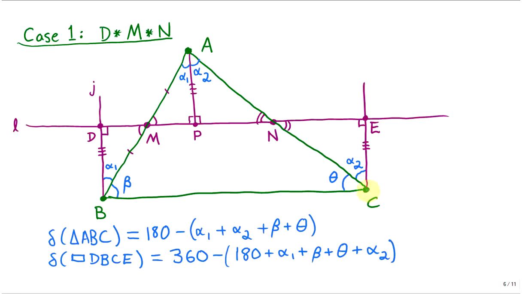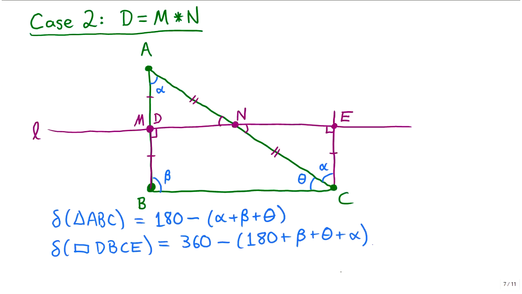Furthermore, to show that the angle deficits are the same, the angle deficit of triangle ABC is 180 minus the sum, alpha 1 plus alpha 2 plus beta plus theta, and the angle deficit of the Saccheri quadrilateral DBCE is 360 minus the sum of these angles. Those angles sum to 180, plus the rest of the angles in the quadrilateral. That's alpha 1 plus beta plus theta plus alpha 2. And these two are equal.